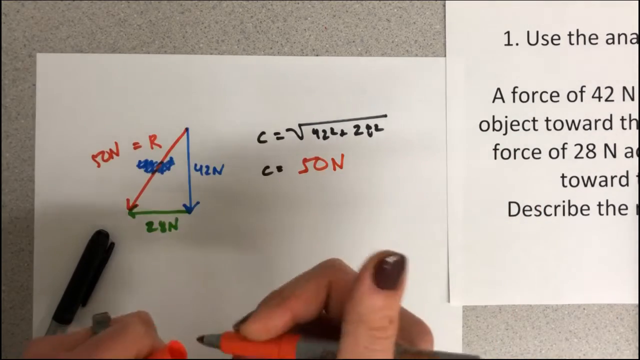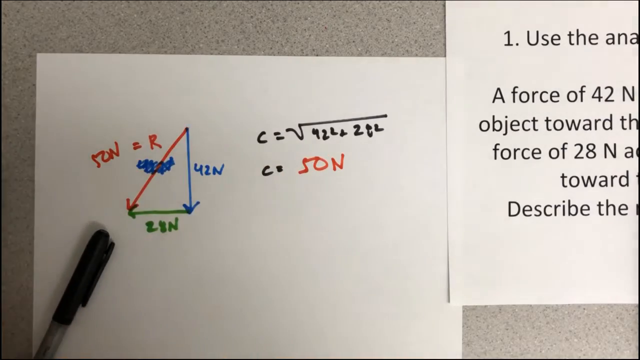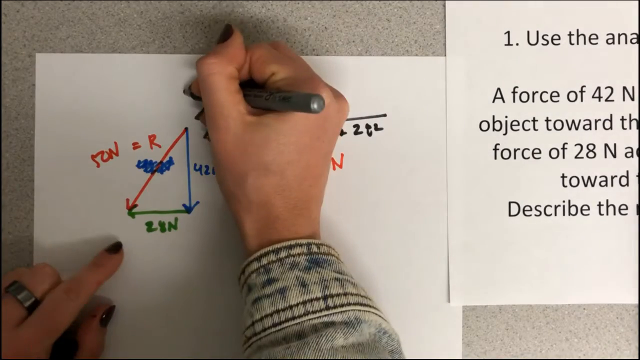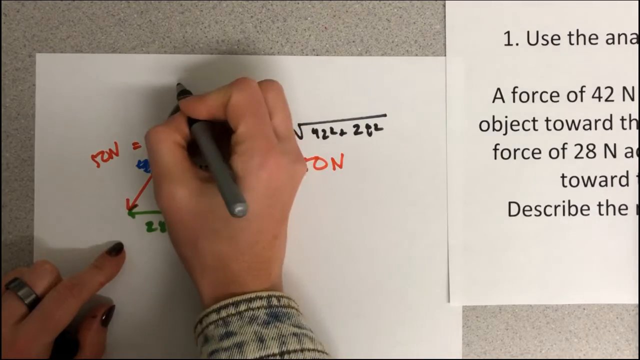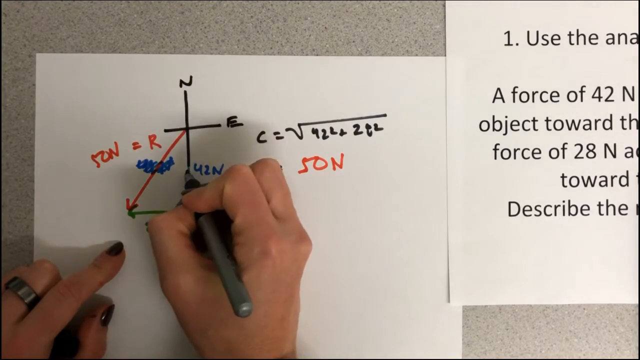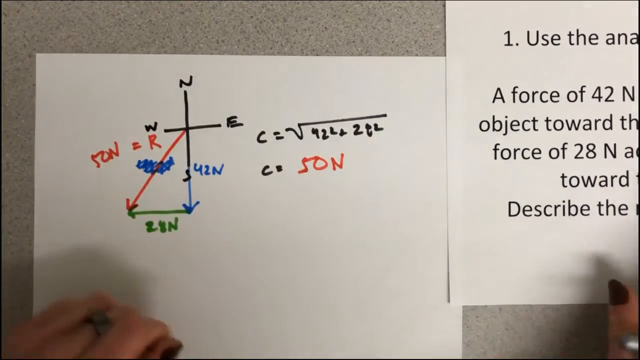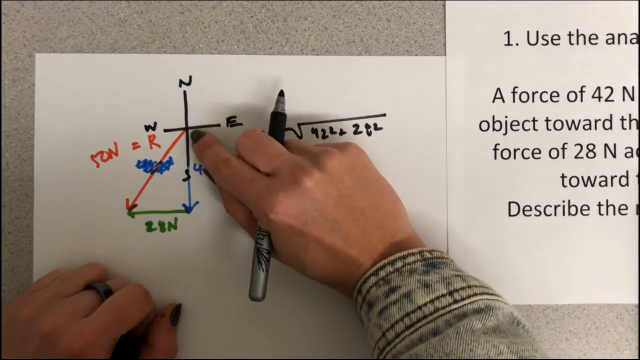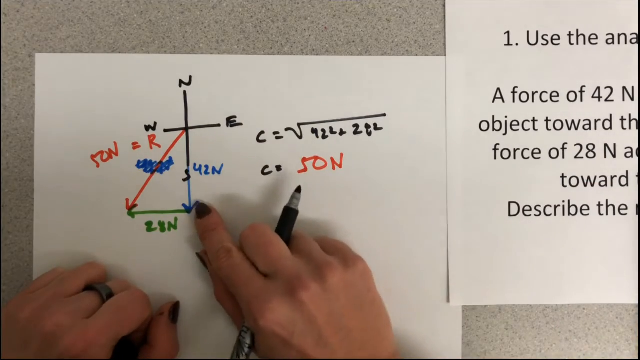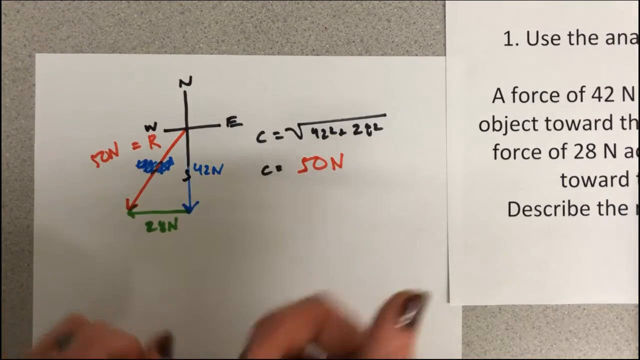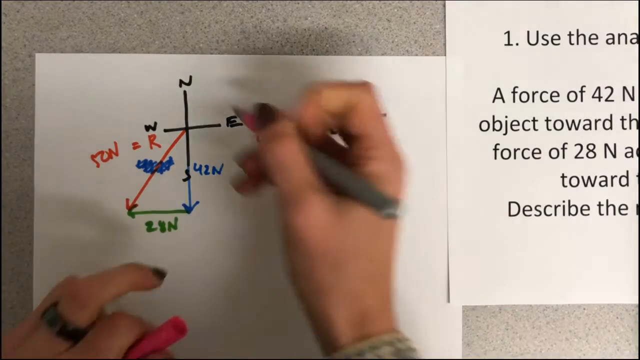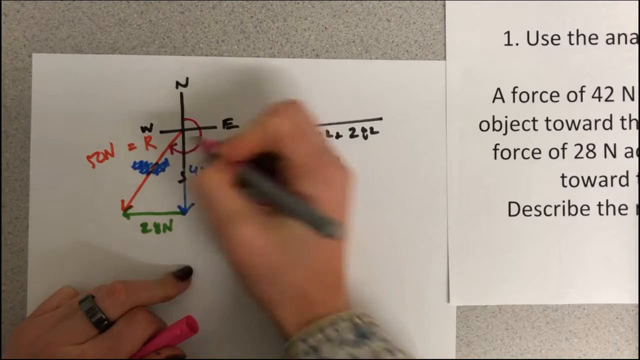Okay, but that's not enough. This is a vector with magnitude and direction. So I'm gonna go ahead. This is gonna be like my north, east, south, and west, because this is at the origin. And let me just make sure. So 42 newtons south and 28 newtons west. Everything makes sense. So we need to figure out what this is gonna be.